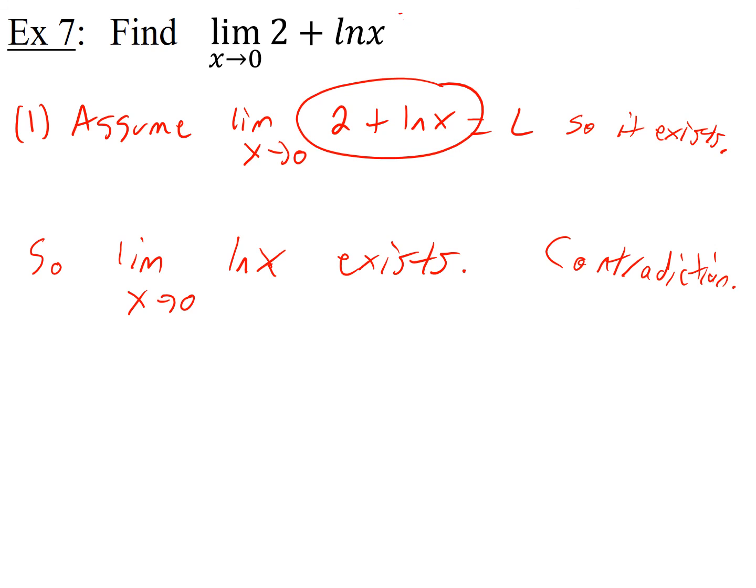So let's write that down. The original limit does not exist. Okay, so that's how you can do that one, and just another example of how you can use contradiction and the limit laws to prove a limit doesn't exist.